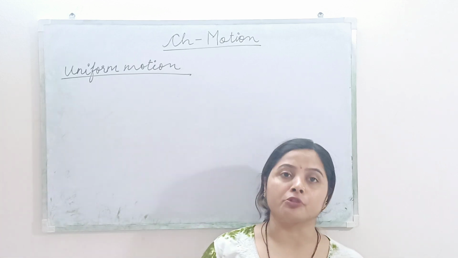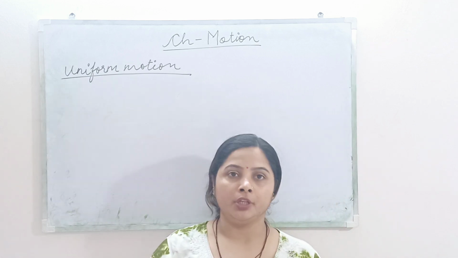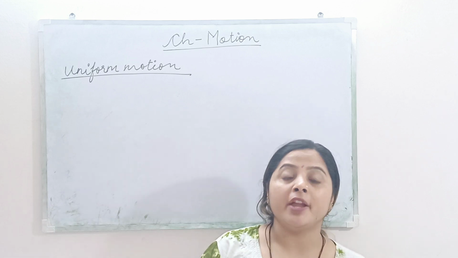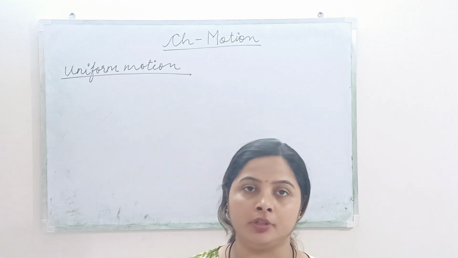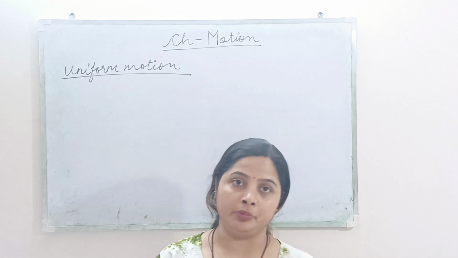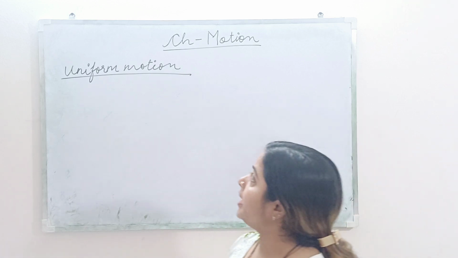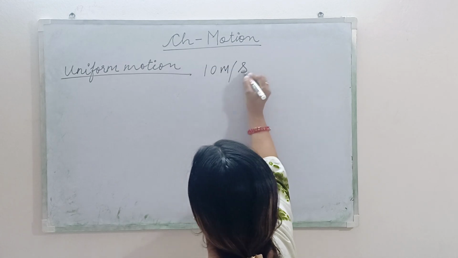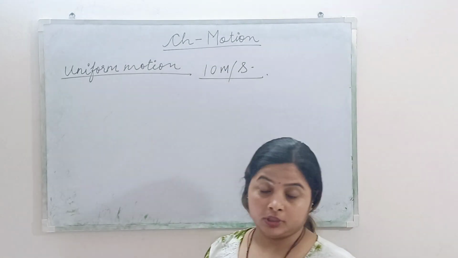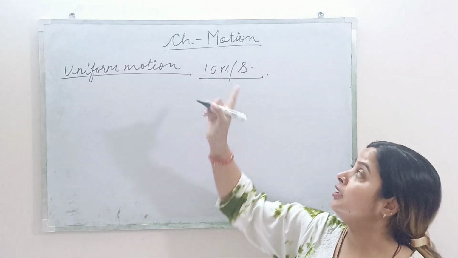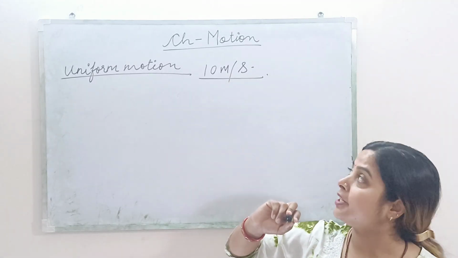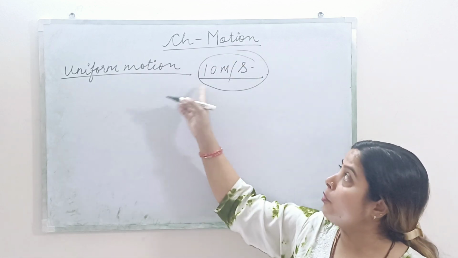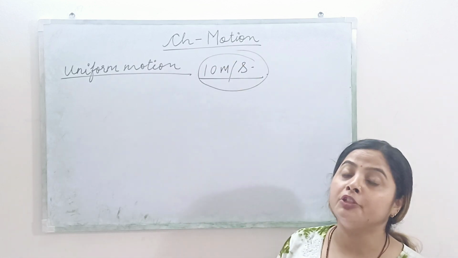Now what is uniform motion? As the name suggests, uniform. Uniform means a constant motion. Okay. So when we can say a body is having a uniform motion, this I will explain you with the help of an example. Suppose the speed of the body is 10 meter per second. Okay. If I am saying the constant speed of the body is 10 meter per second, so what does it mean? When will it be the uniform motion, or when will it have the motion in a uniform manner?